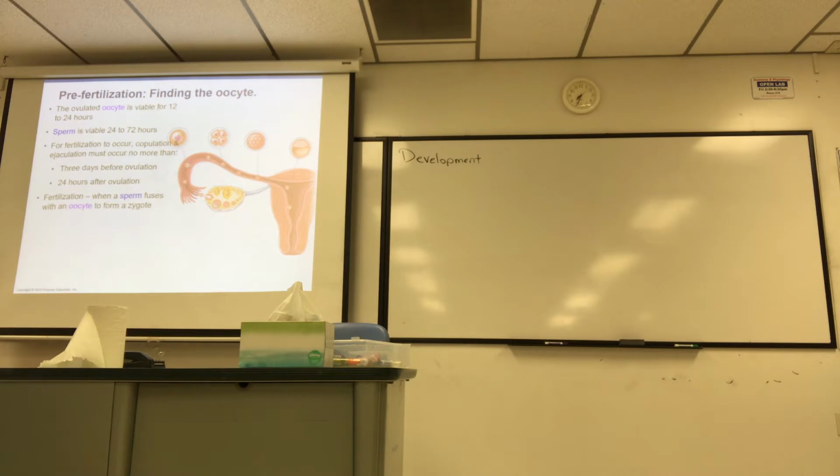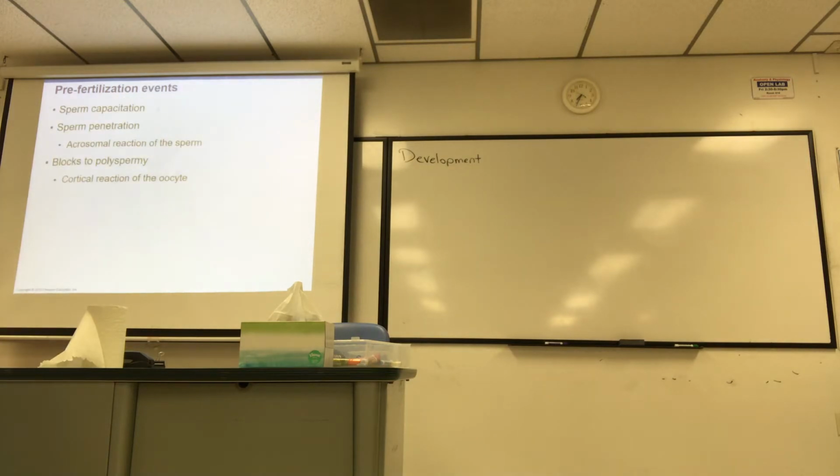Finding that secondary oocyte, which, when ovulated, is viable for about a day. They say sperm is viable for about 1 to 3 days in the female reproductive tract. So for fertilization to occur, copulation, ejaculation must occur no more than 3 days before ovulation or 24 hours after ovulation. So most books will say you have about a 4-day window to fertilize within a typical ovarian cycle. Fertilization is when the sperm fuses with the oocyte to form a zygote, and we'll talk about fertilization.